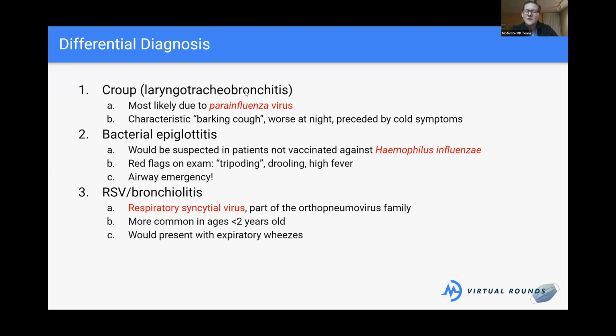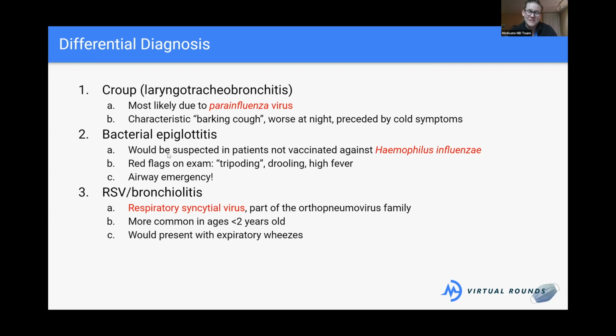Some red flags on physical exam for this would be things like tripoding, which is another posture that's sometimes preferred in this type of disease. That's where they might be sitting upright and leaning forward with their hands bracing their knees or the bed, and extending their neck out so that they are in almost a sniffing position. That's called tripoding. And I have a picture of it on another slide. I probably should have put it here, but whatever.